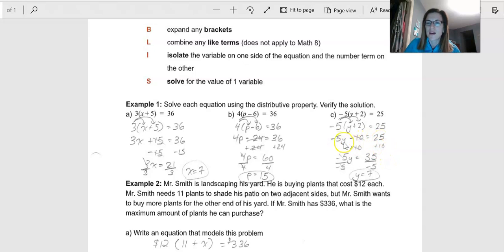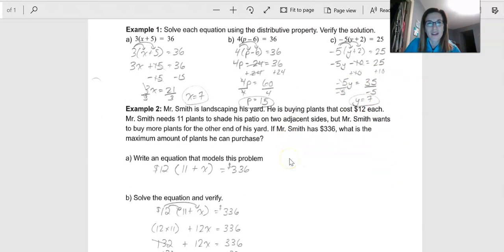So to get the y by itself, we're going to get rid of this negative 10. So we're going to add 10 to both sides. We carry this down. We're left with negative 5y equals 35. And then to get y all by itself, we're going to divide negative 5 to both sides. So these cancel out. 35 divided by negative 5 is 7. Oh, sorry, actually this is negative 7 if this is a positive.